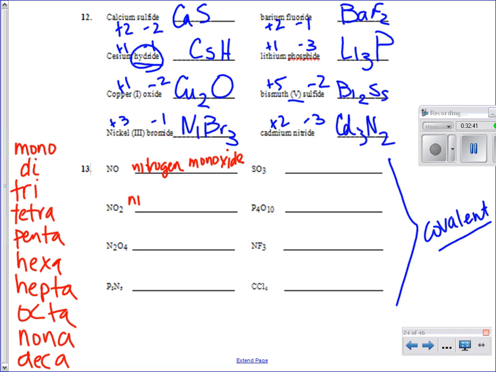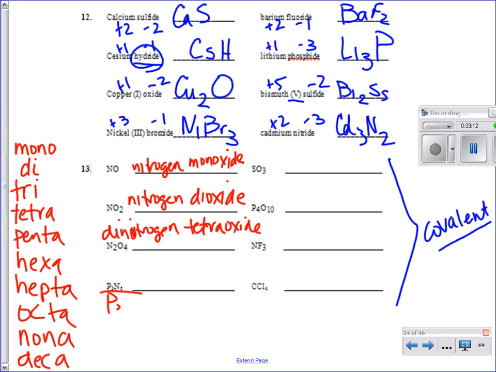What is the name of this one? Nitrogen dioxide. Next. Dinitrogen tetroxide. Again, I don't care how you write it. If I know it's a tetra and I know you have an oxide together, if you drop the O, drop the A, whatever. I think that's a 3 under the P. All right, what's that called?